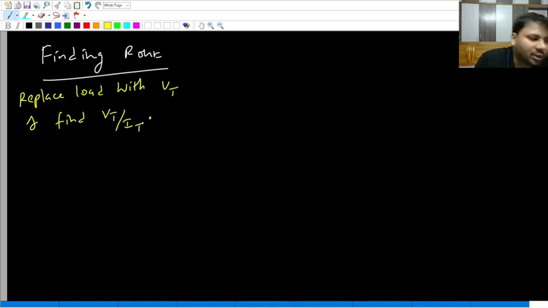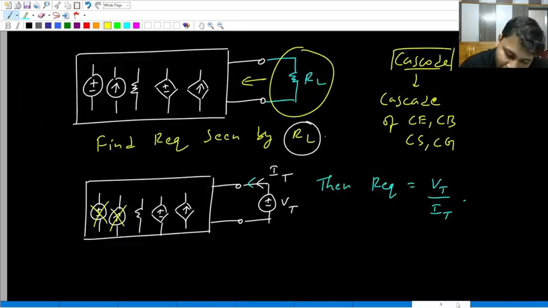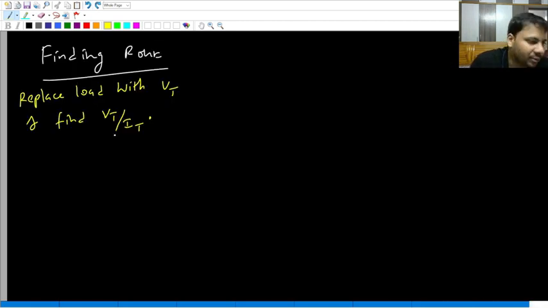But while finding the output resistance, on the other side, that is on the input side, you will have the input source. I told you that in this method of finding the equivalent resistance, the only voltage source that should be present is this voltage source Vt. All other independent sources, you have to make them 0. So in case of finding this output resistance, whatever input source you have at the input port, you have to make it 0.